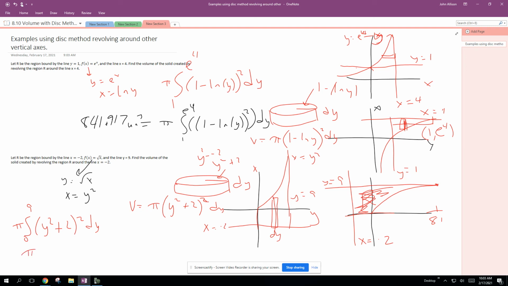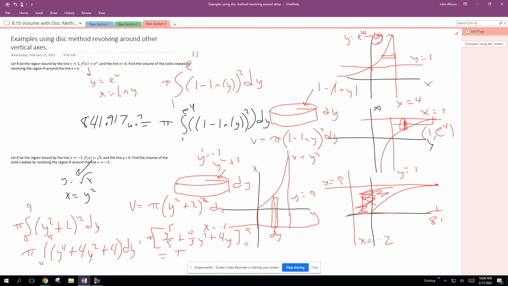This is going to be pi times the integral from 0 to 9 of y to the 4th plus 4y squared plus 4 dy. And that's going to equal pi times y to the 5th over 5 plus 4/3 y cubed plus 4y, evaluated from 0 to 9. Only saving grace is that we don't have to evaluate at 0 because it's all going to subtract out.